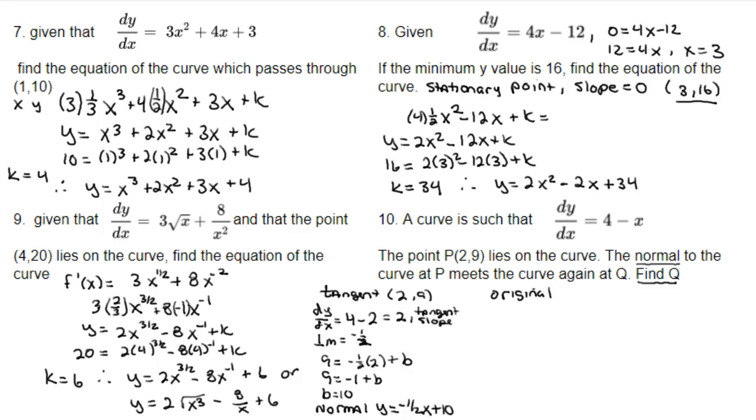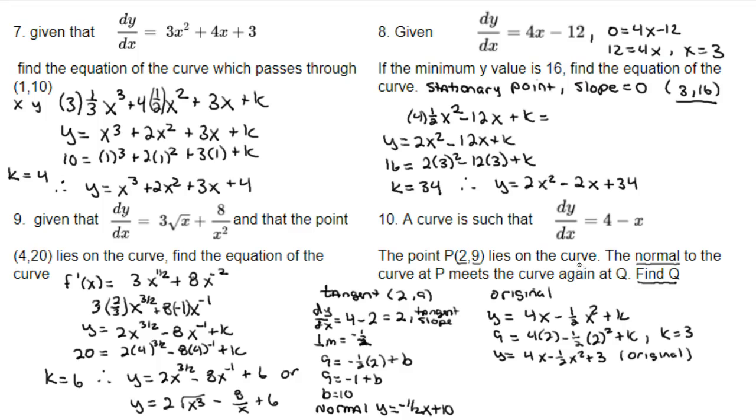Now I'm going to have to find the original equation, because remember this point Q is where these two things meet, the normal and the original. So now I'm going to do like what I've done before. I take this, I find the integration, and then I plug in the point so I can find the actual original equation, which is going to have k equal 3. And so I'm going to find out that it's going to be 4x minus 1/2 x squared plus 3.